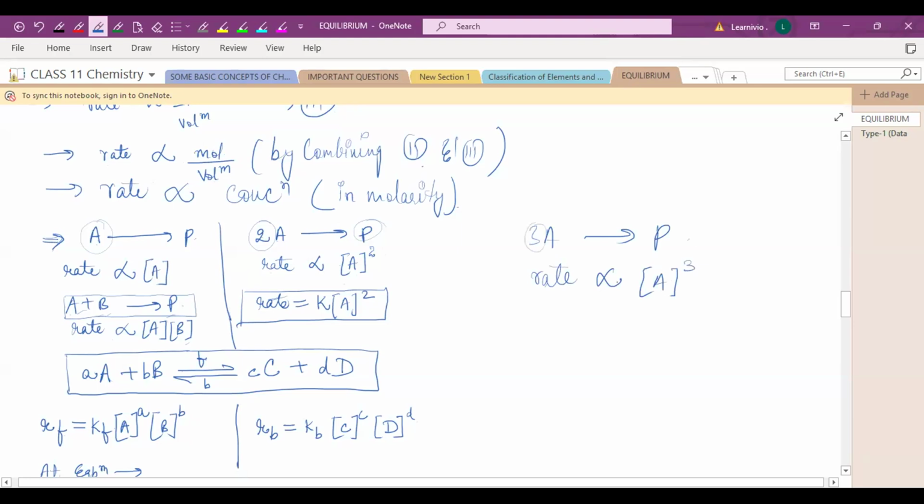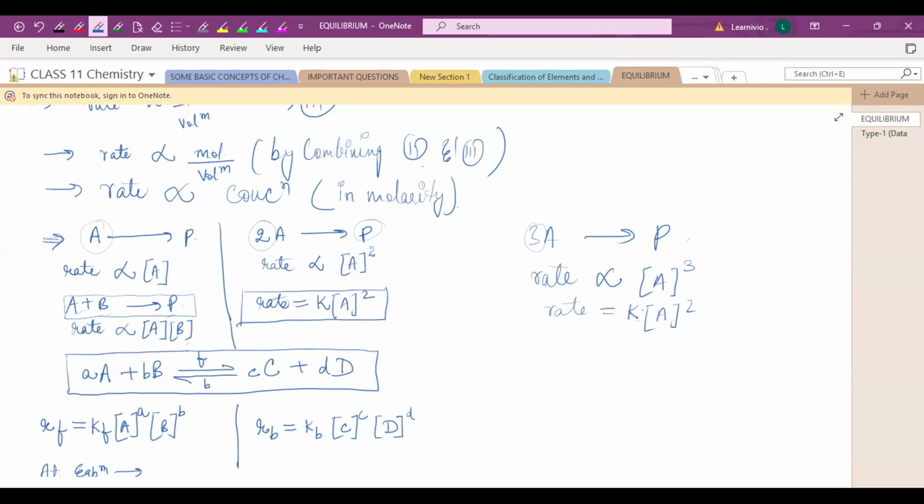Okay, so when this proportionality sign is removed, you have to write K, some constant term. And this K is known as the rate constant. What is K? K is known as the rate constant. So this is for the general reaction, which we studied in chemical kinetics. Till now, we are not talking about the equilibrium reaction.